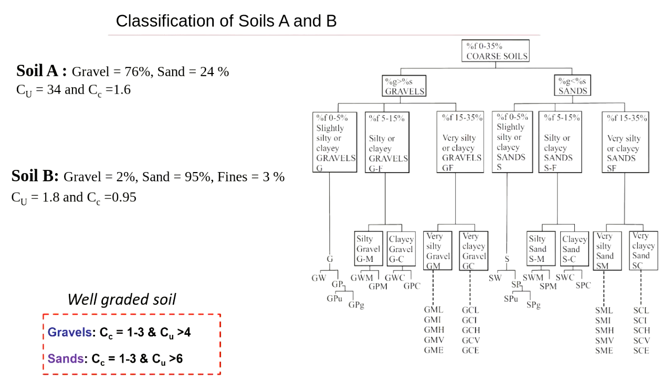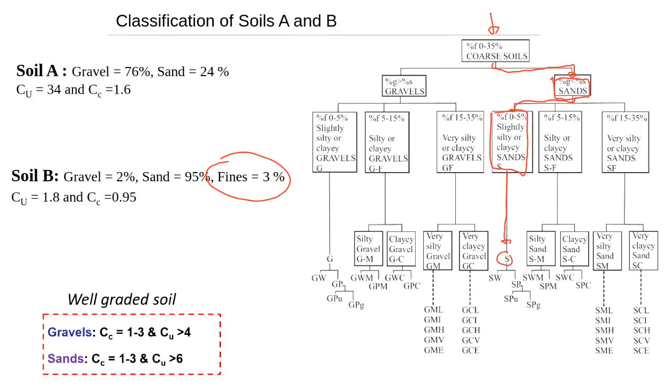Okay, let's then do it together. So we have fines 3%, right? So that's correct. We're going to use this flow chart. Then we have sand 95% versus gravel 2%. So in this case, we have more sand, going this way because there is more sand. Then we have fines 3%, which is going to be this box, 0 to 5%. So we know it's sand.